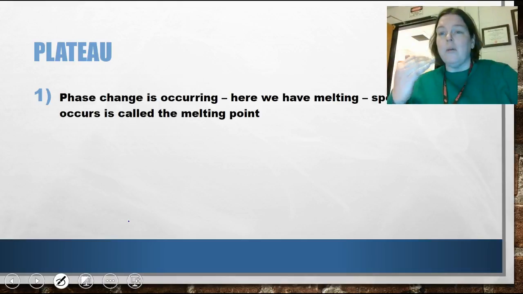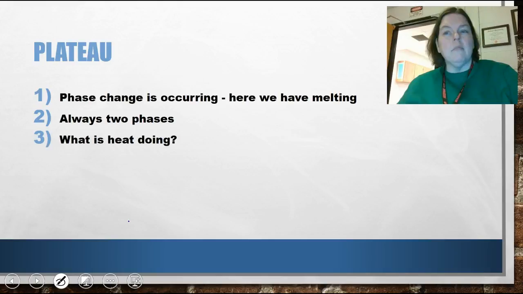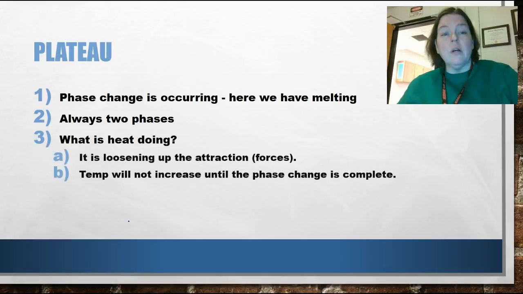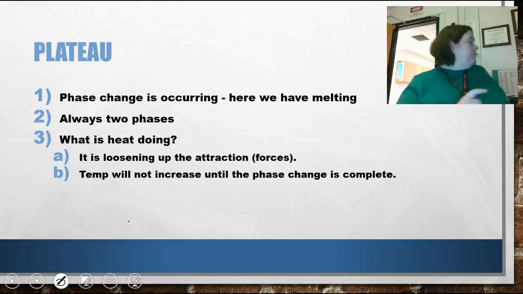It will be at the melting freezing point, the point at which that happens. So this is the problem. There are always two phases. The heat is going into loosening up the attraction. Temperature will not increase. That's our problem right there. We have no increase in temperature, excuse me.